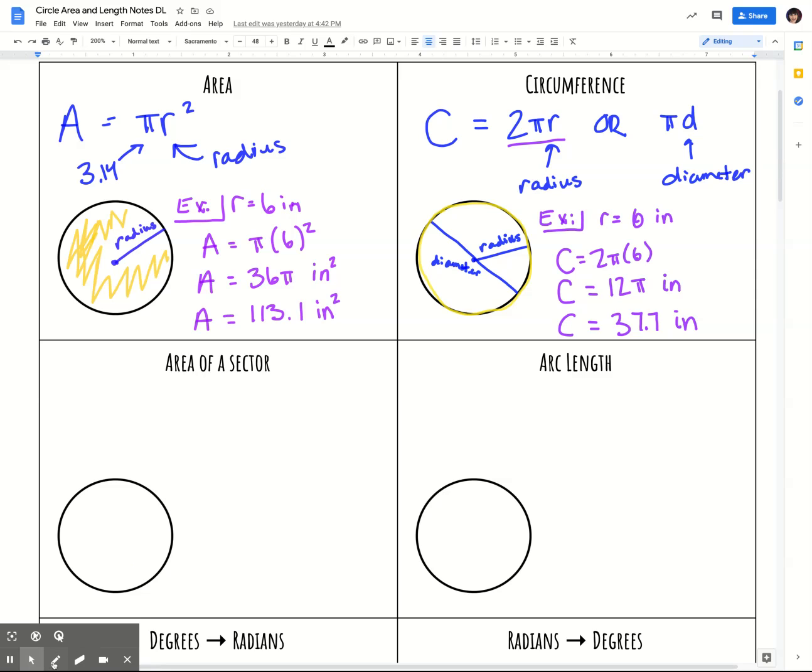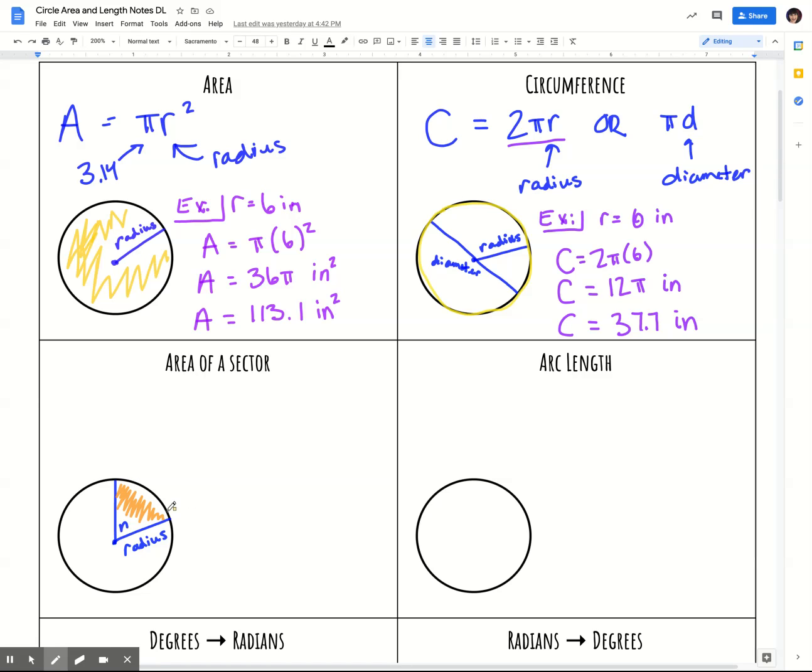Okay. So area of a sector, right? You can almost think of this like if you're cutting a pie or like a pizza or something like that, and you're taking a slice out of a pie or a pizza. So a sector is just like a slice of your pie or your pizza, right?